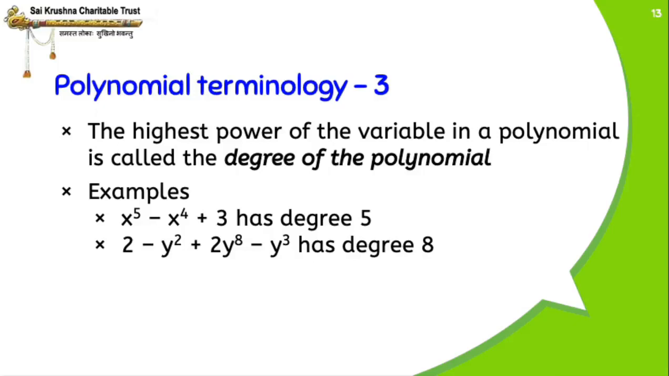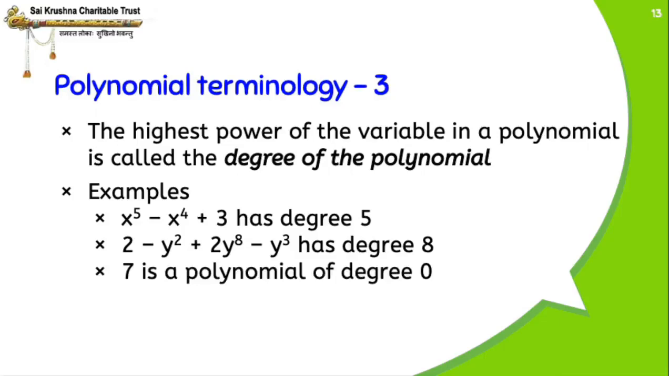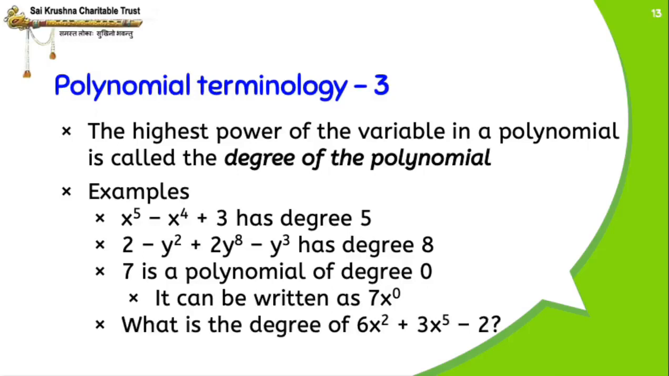7 is a polynomial of degree 0 because 7 can actually be written as 7 times x power 0. So the highest power here is x power 0, so its degree is 0. What is the degree of 6x squared plus 3x power 5 minus 2? The degree is 5 because the highest exponent you have is 5. 6x squared is x power 2, and 2 is smaller than 5. Minus 2 is like minus 2 times x power 0. So 0 is smaller than 5, so the degree is 5.